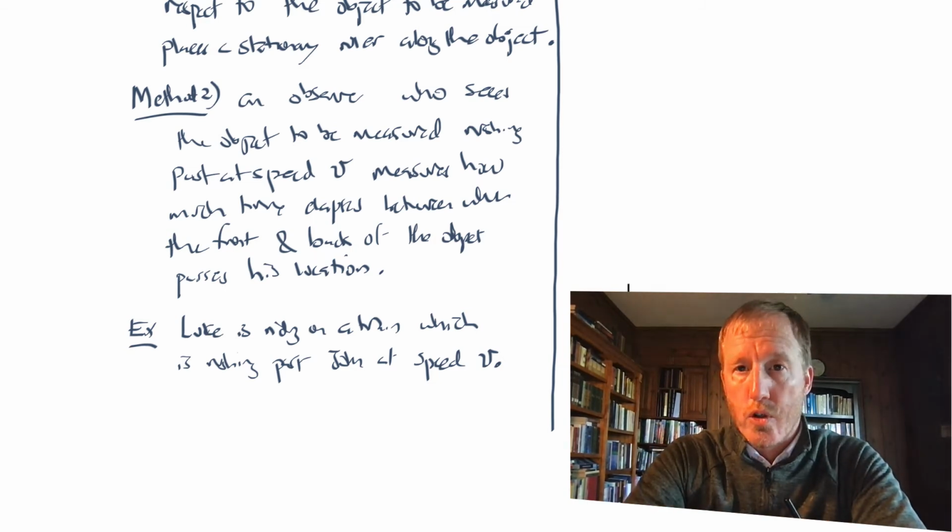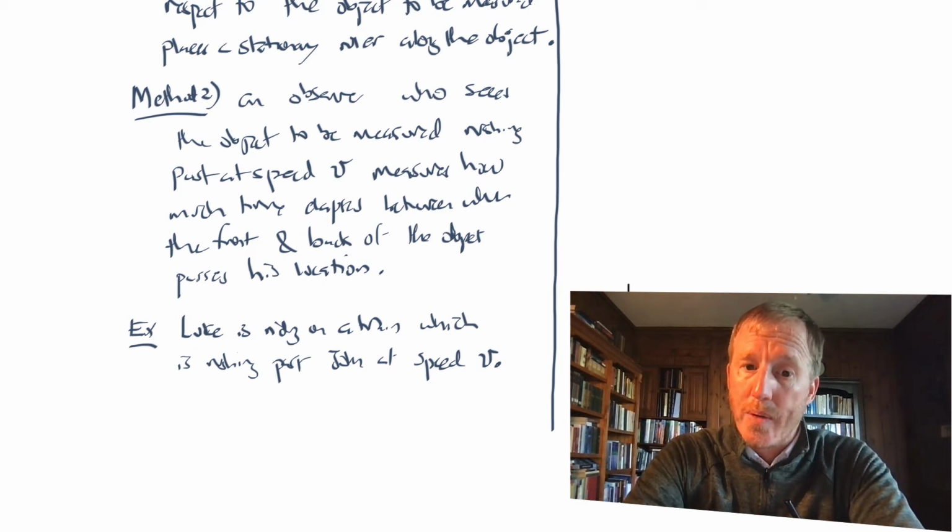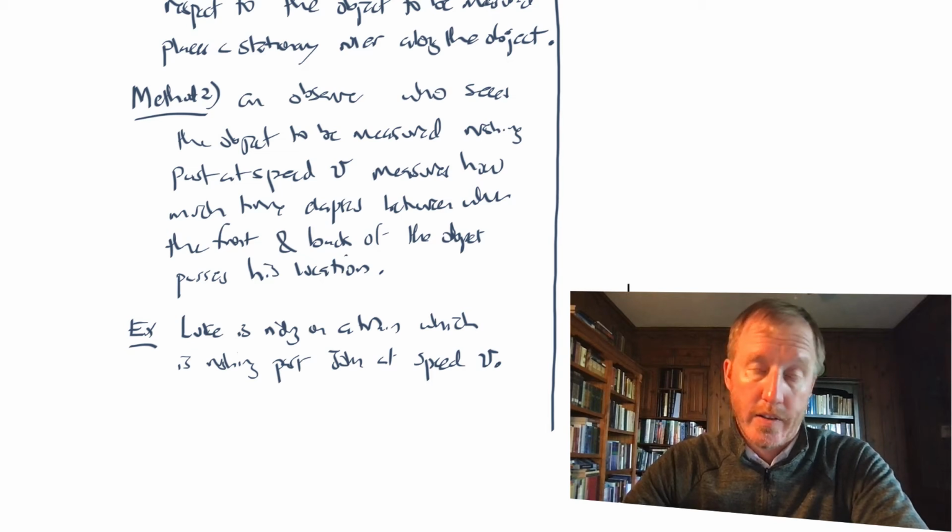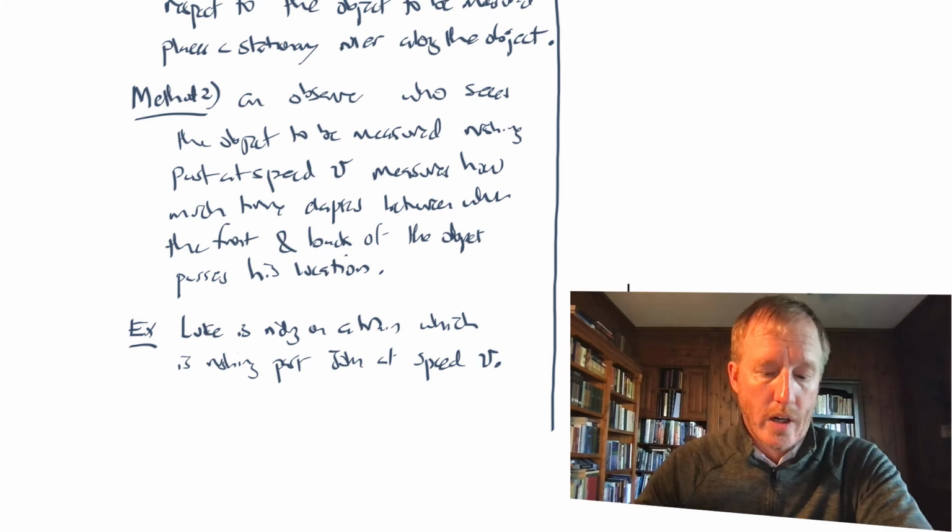Luke will consider the train to be at rest and John moving past him at speed v, and John will consider himself to be at rest and Luke on the train is rushing past him at speed v. So they agree on the relative speed of the train, that is of Luke and John, but they disagree about who's in motion and who is at rest. So it's just good to keep that in mind.